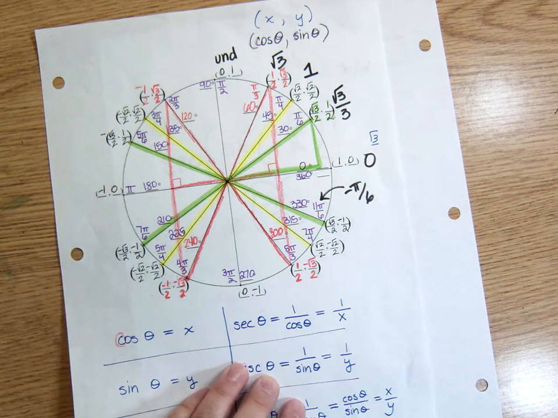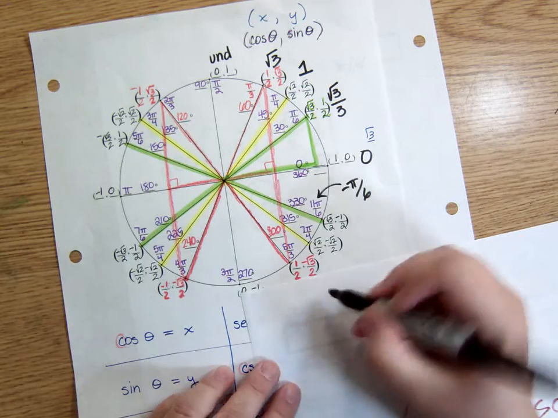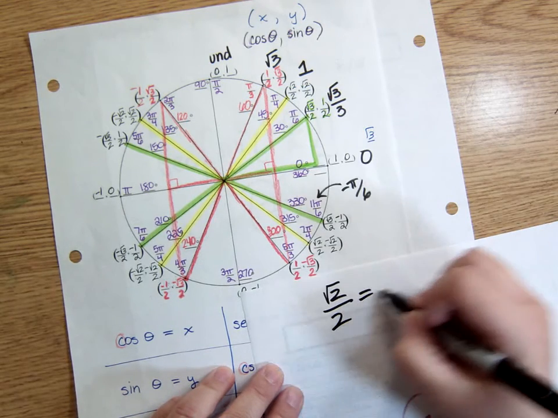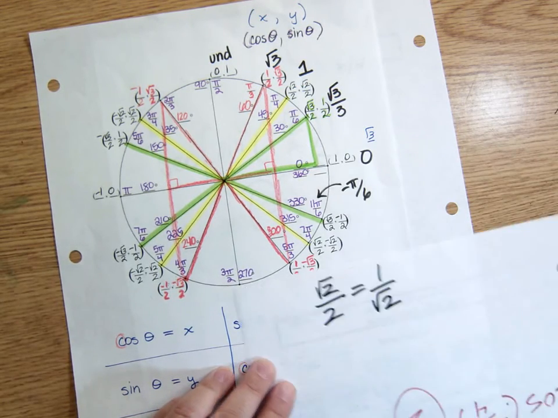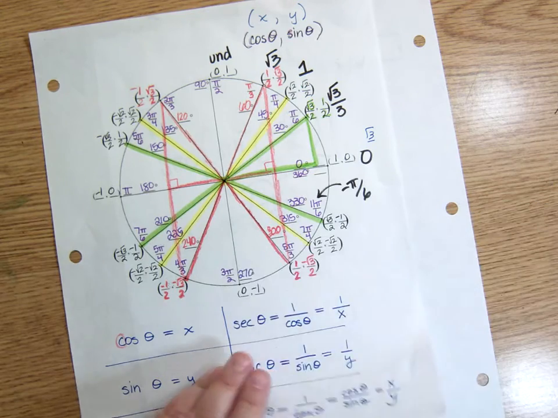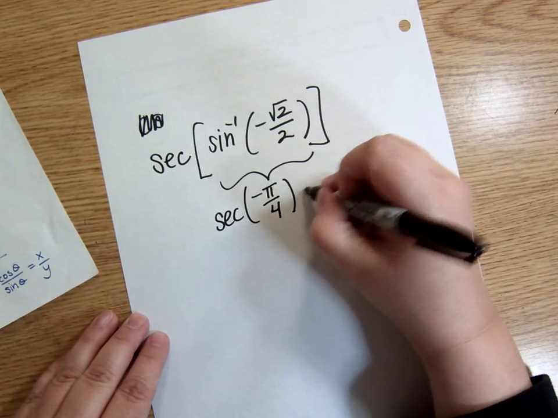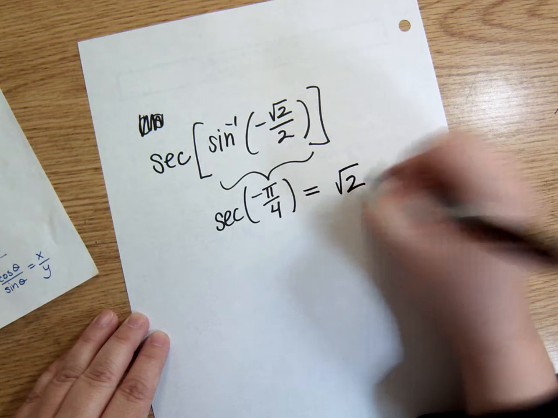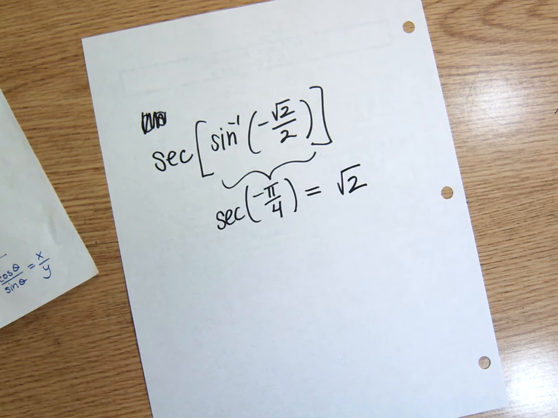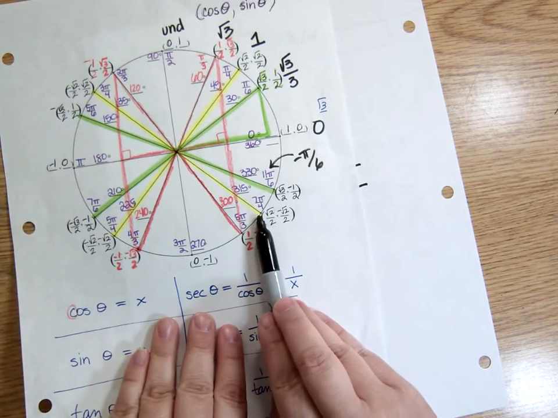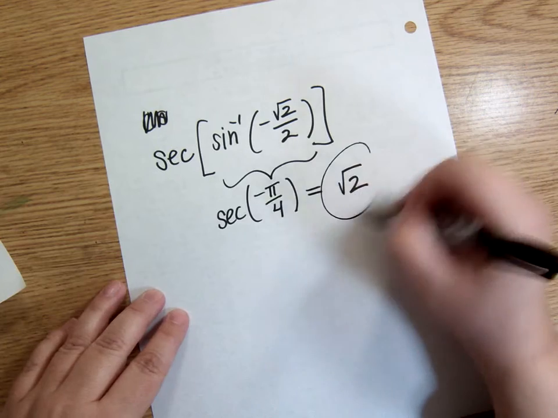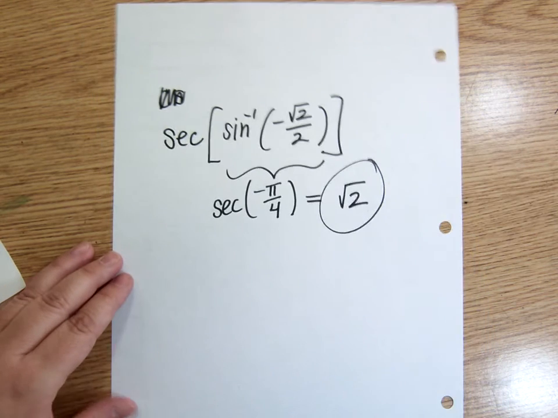Or, to me, it just helps to realize that square root of 2/2 is this. And then flip it over, it's just square root of 2. So this would be square root of 2. Is it negative or positive? Secant goes with what, right? Secant goes with cosine. Is cosine negative or positive in the fourth quadrant? It's positive. So this is my answer. So now let's do it with a triangle.